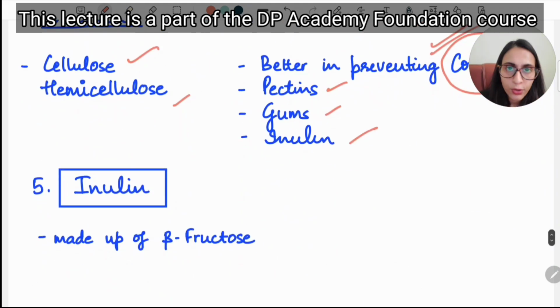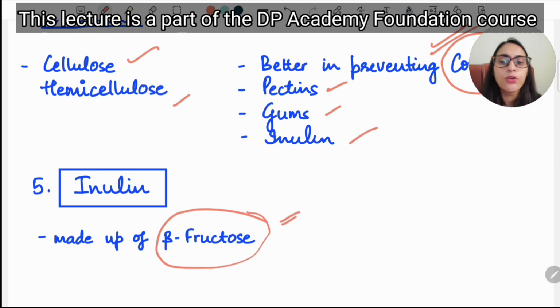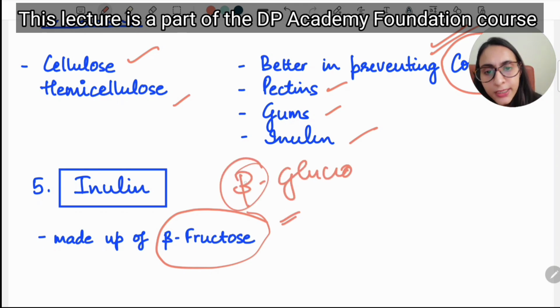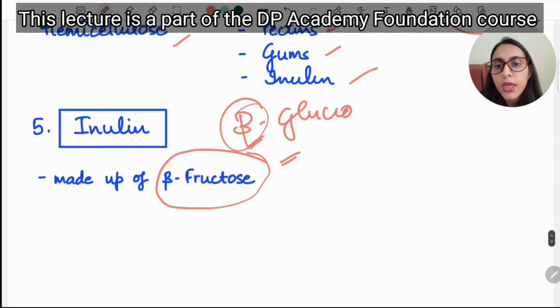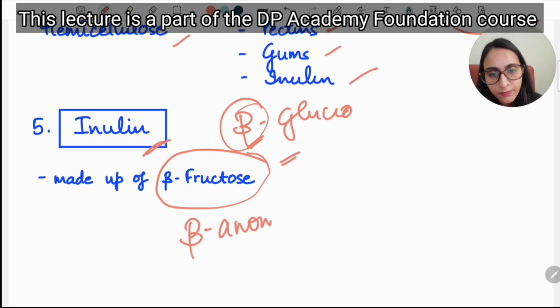Inulin is again a type of homopolysaccharide and it is made up of beta fructose. Now if you remember, cellulose is beta glucose. Beta fructose, again, beta bonds are the ones that are not easily broken. The enzymes in the body are not present to break the beta bond, and therefore inulin also is not broken in the body. That is because of the beta anomerism that is present at C2.